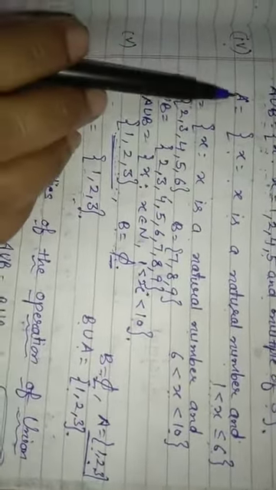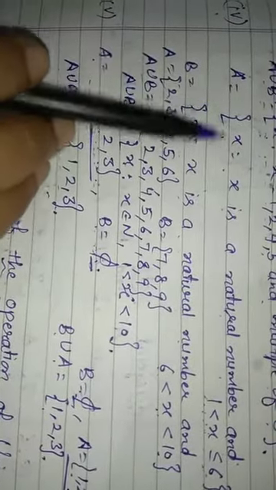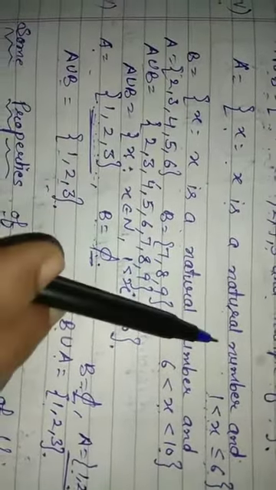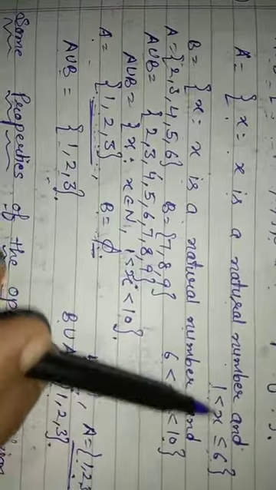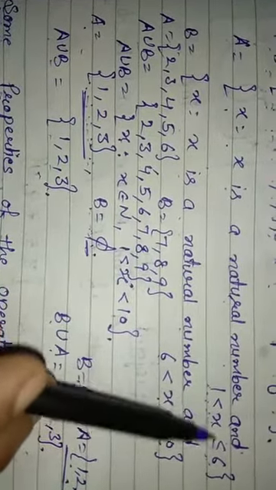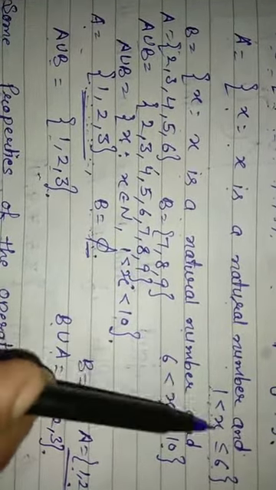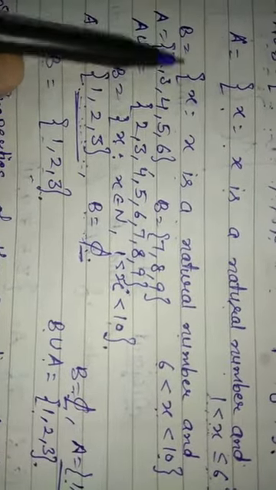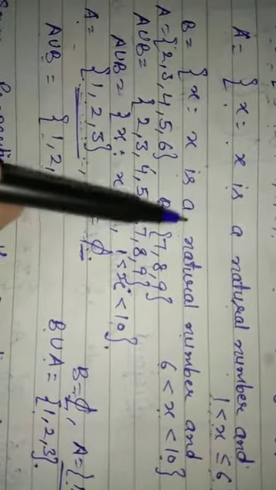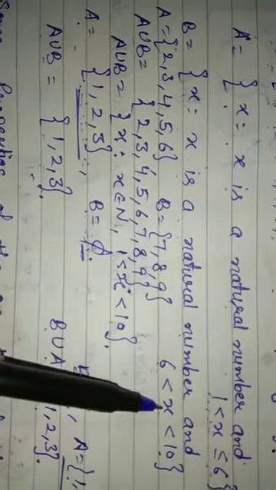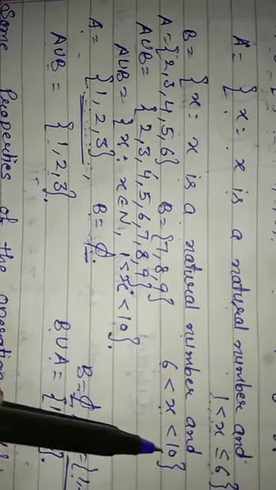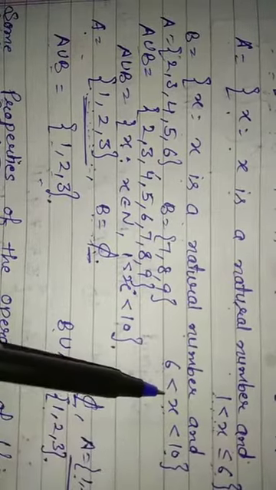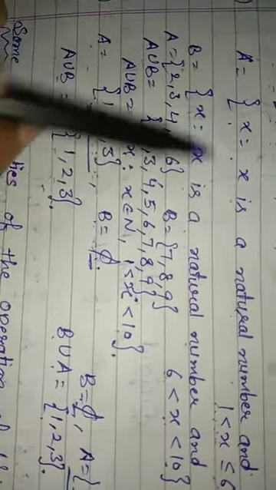Now come to the fourth part. A set has elements X such that X is a natural number and X greater than 1 but less than or equal to 6. It means we will not consider 1 in this and 6 will be considered. And B set has elements X such that X is a natural number and X lies between 6 and 10. X is greater than 6 but less than 10. So how will you write?